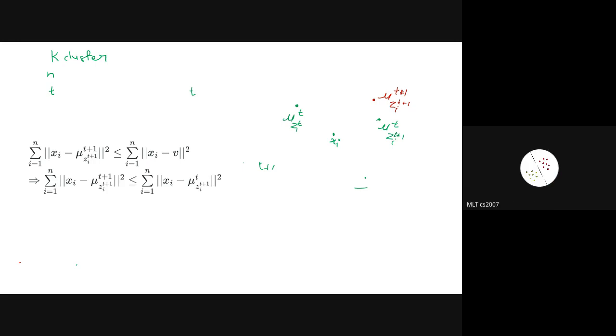Okay. Since the algorithm says that this point has moved to the lth cluster from the kth cluster, it means that this distance is lesser than this distance, right? And what is this distance? This is nothing but the norm of xi minus mu z_i^(t+1), t. This distance is lesser than the norm of xi minus mu z_i^(t), t, right? And this is true for all data points. I can sum over all n points. So this must be clear, right?